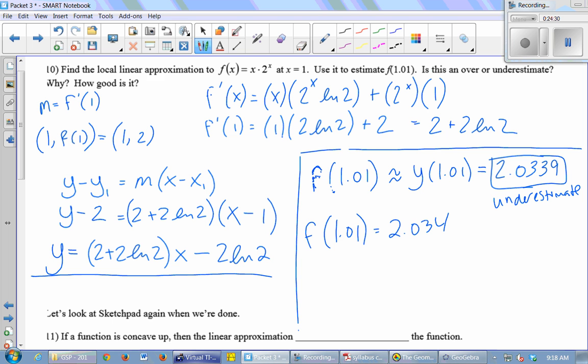Okay. How good is it? What's the percent error?